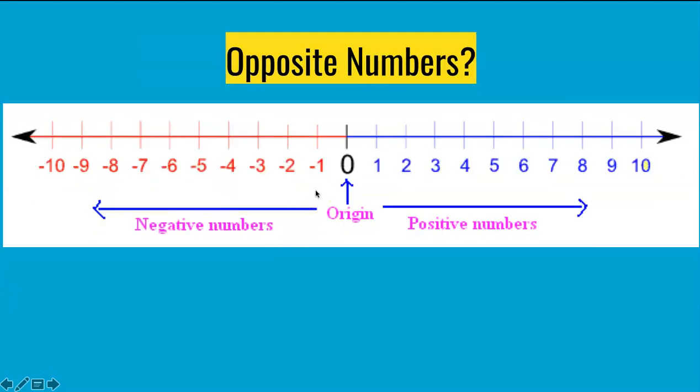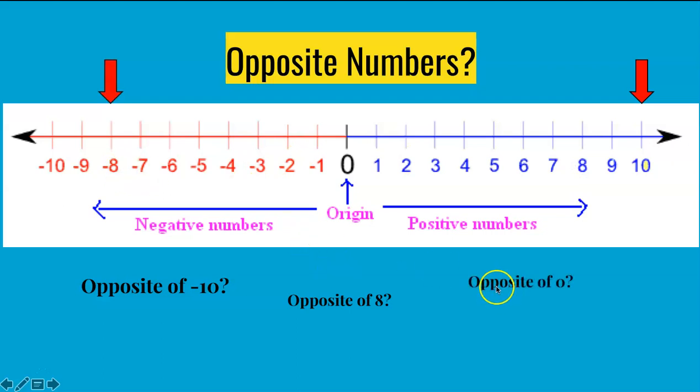So let's think about opposite numbers now. What is the opposite of negative 10? So here's negative 10. So what is the same distance from 0 as negative 10? Well, that would be positive 10. All right, let's try another one. What is the opposite of 8? Well, here's 8. What is the opposite of 8? Well, that would be negative 8. How about the opposite of 0? Actually, since 0 is neutral, we don't have an opposite of 0.